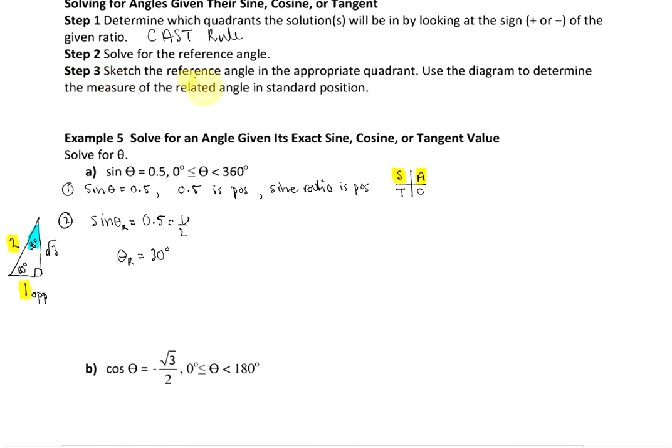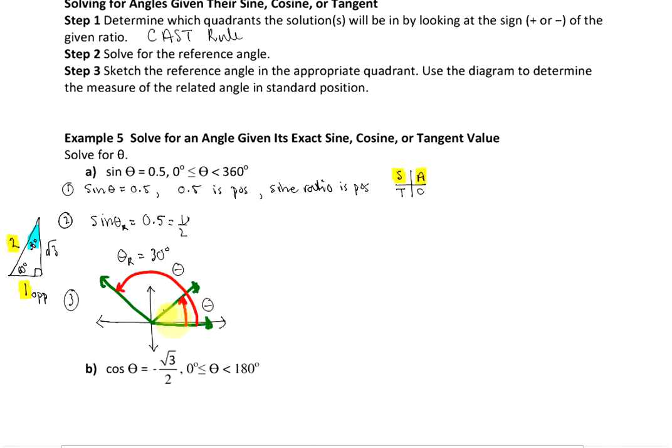Okay, so step 3 is to sketch the reference angle in the appropriate quadrant or quadrants. Well, quadrants in this case, right? Because we're going to have two answers. So let's draw that. Okay, so whatever our first angle is, it's in the first quadrant. And we also have a second angle which is in the second quadrant. So theta can either be here or here.